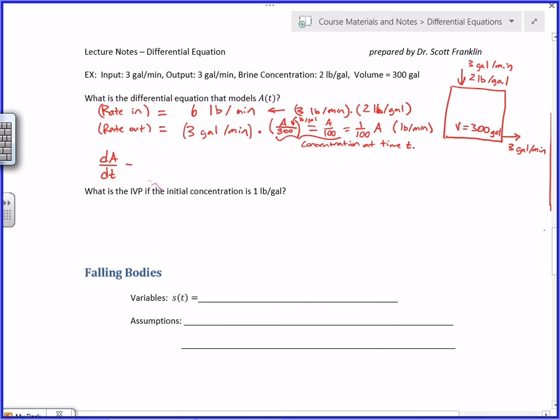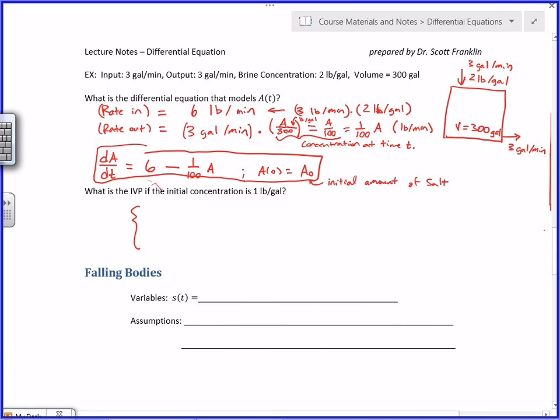So what I get then is rate in is 6, rate out is 1/100th of A. And if I could solve that differential equation, then that would give me a solution that models the amount of salt over time. But I also would set A of 0 equal to A naught, where that's the initial amount of salt.